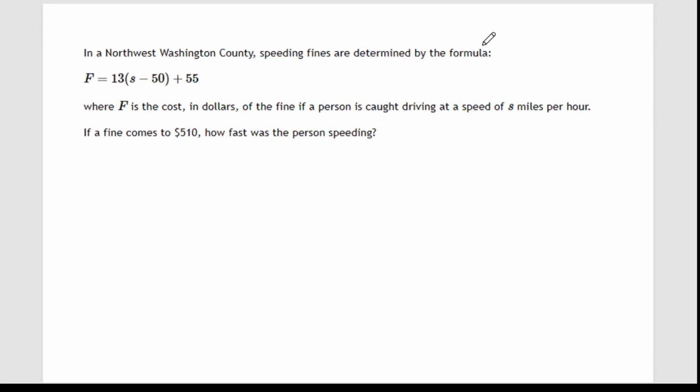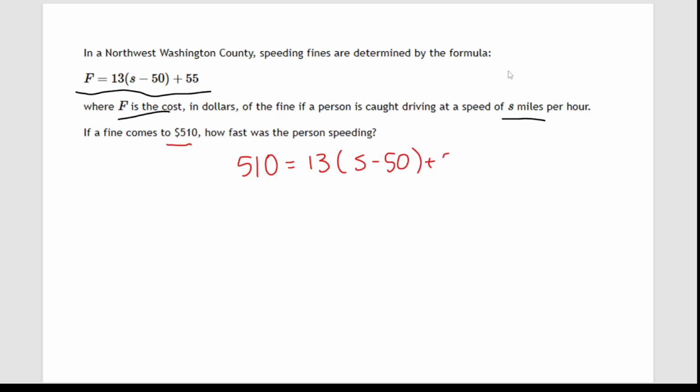Last but not least, there are also some practical application problems that you have to know how to navigate. So you might be given a formula for some real-world application. In this case, we've got a formula for speeding fines, where F is the cost of the fine for somebody driving with a certain speed S. And then we're going to solve a practical application. So if the fine was 510, how much were you speeding? So we'd want to plug 510 in for the cost, and then otherwise rewrite the equation exactly as is.